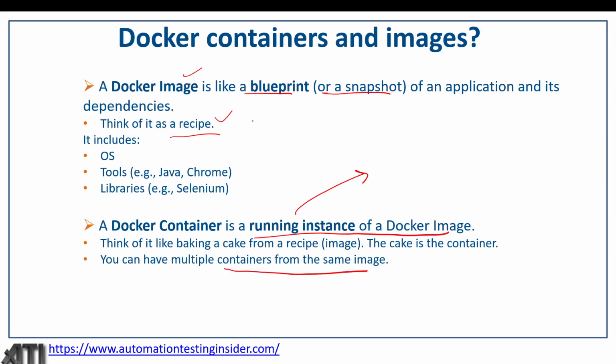With the same recipe we can create different, with little bit of changes. Let's say we want different flavors. We have created the recipe for chocolate, and with little bit of changes we can create different flavors like vanilla, strawberry, or any other flavor using the same image. In a similar way, we can create different instances of the same image.